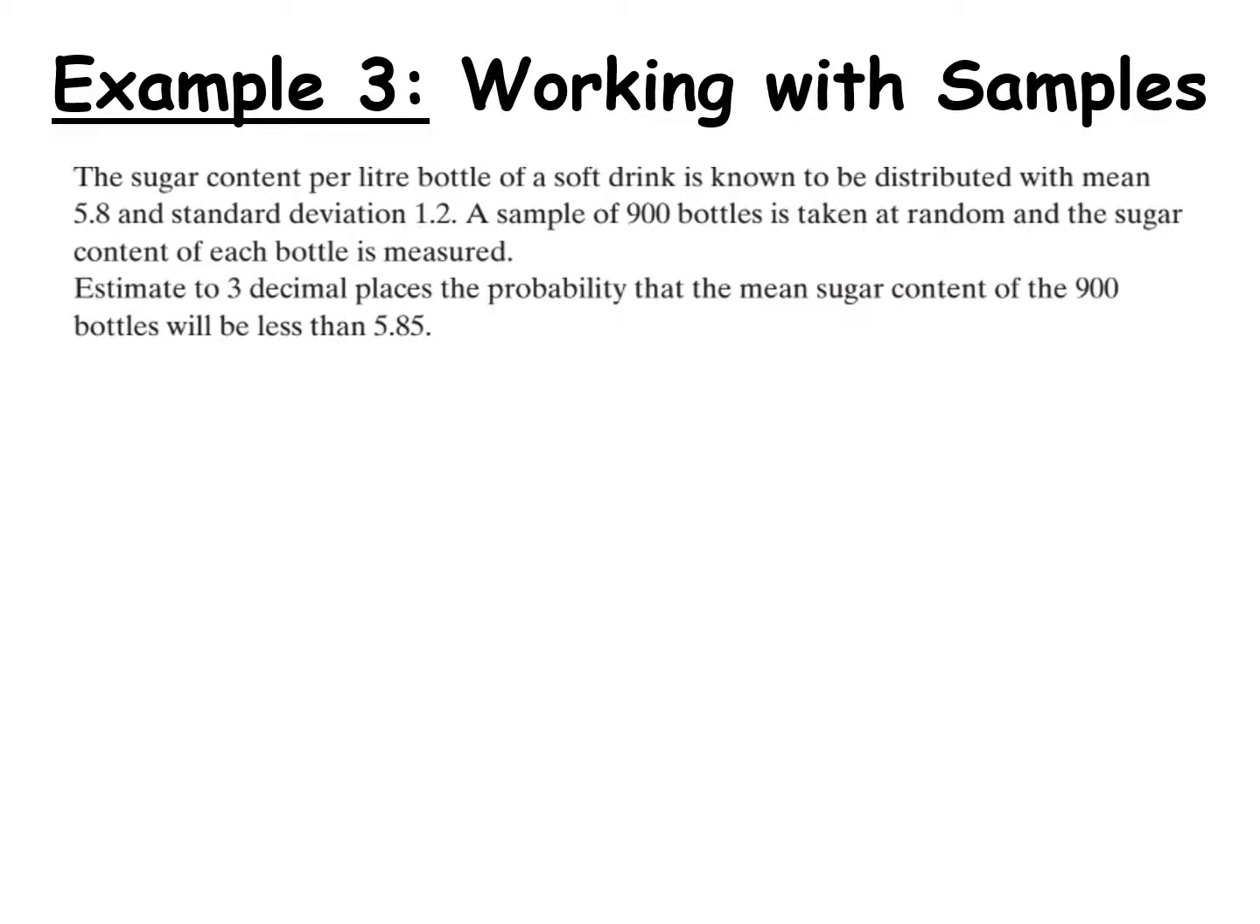The sugar content per litre bottle of soft drink is known to be distributed with mean 5.8, there's my mu, and standard deviation 1.2. A sample of 900 bottles is taken at random and the sugar content of each bottle is measured. Estimate to 3 decimal places the probability that the mean sugar content of the 900 bottles will be less than 5.85. So we're trying to figure out the probability that X bar will be less than 5.85.